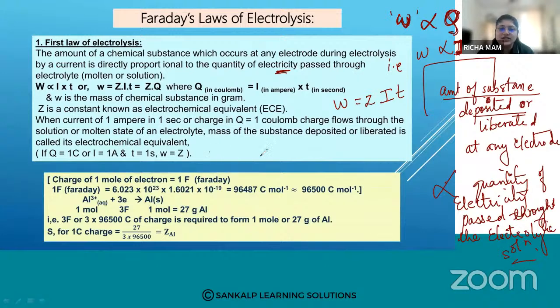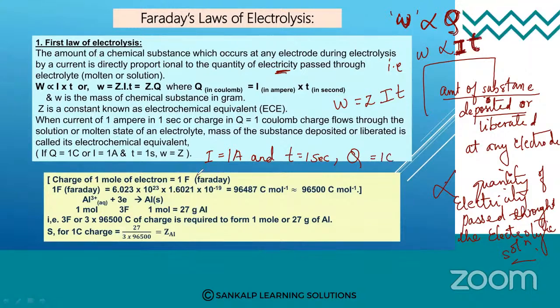Suppose the current passed is 1 ampere for 1 second. Then Q will be 1 coulomb, and W is equal to Z. So the electrochemical equivalent of a substance is defined as the mass of the substance which is deposited when a current of 1 ampere is passed for 1 second.